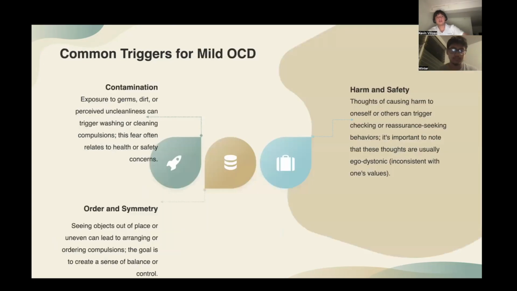And here are some common triggers. A few from contamination could be germs, dirt, or perceived uncleanliness. And then there's order and symmetry, where seeing objects out of place or uneven can lead to arranging or ordering compulsions. And then there is harm and safety. Thoughts of causing harm to oneself or others can trigger checking or reassurance-seeking behaviors. It's important to note that these thoughts are usually ego-dystonic, which means inconsistent with one's values.